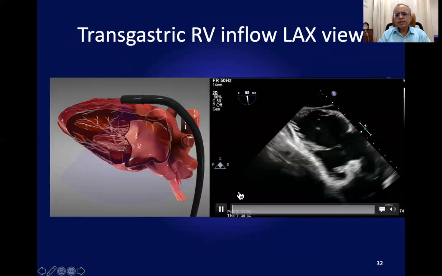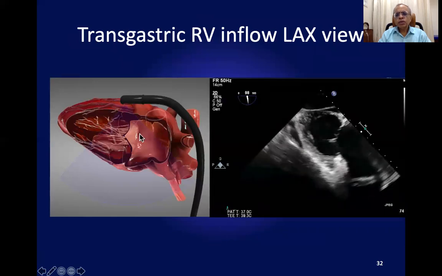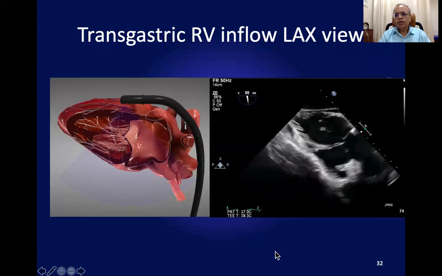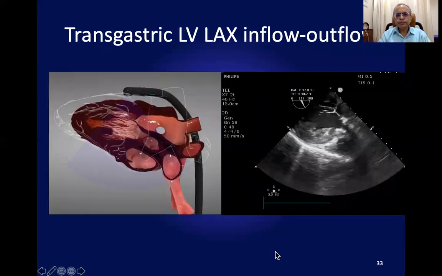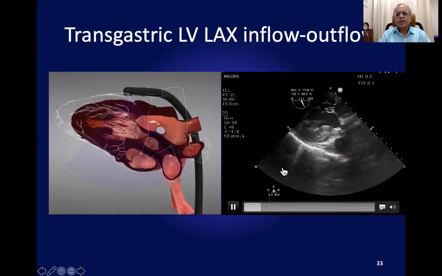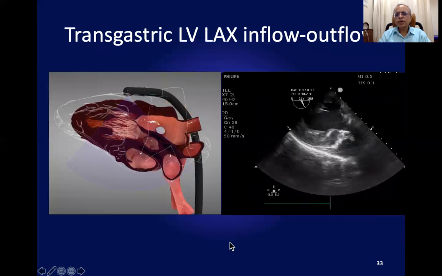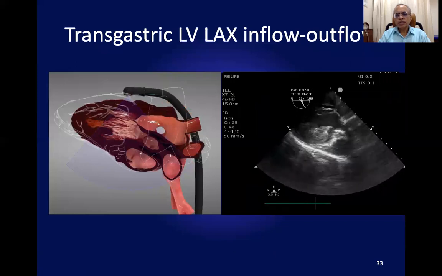This is the transgastric view to just look at the RA and RV inflow, and also to look at the right atrial appendage. And this is the transgastric view, which is the LV inflow and outflow view, which is exactly upside down of a transthoracic parasternal long axis view.